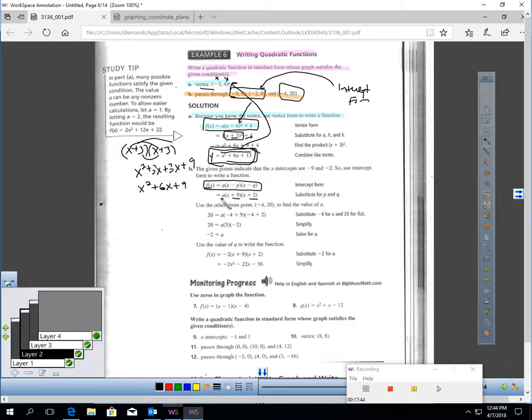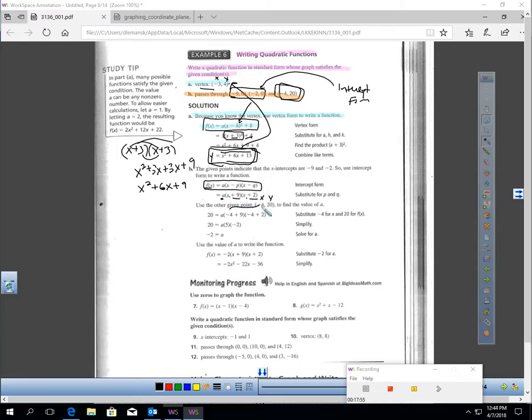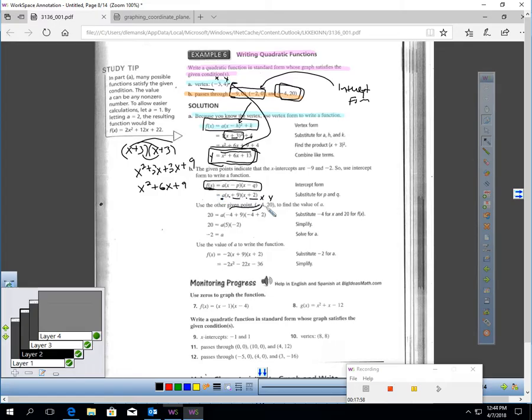I got to figure out what a is. That's where this point comes in. x is negative 4, y is 20. So look what they do. Anywhere you see x, they put a negative 4 in. And y, f of x, has to be 20. I can use this to figure out a, and then I have my equation. So 20 would equal a times negative 4 plus 9 is 5, negative 4 plus 2 is negative 2, 5 and negative 2 is negative 10, so let's write that down. 20 equals negative 10a, and if I divide by negative 10, that's why they're getting a is negative 2.